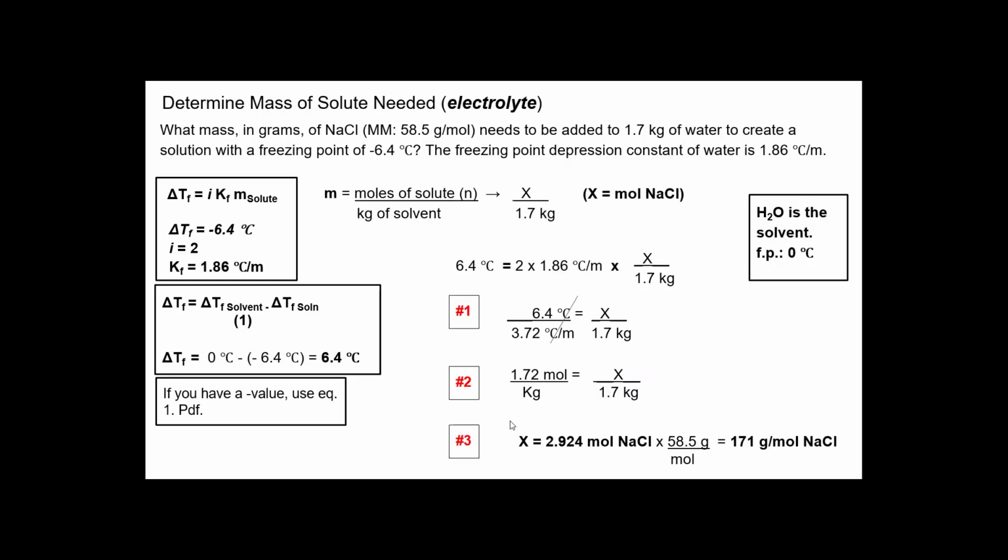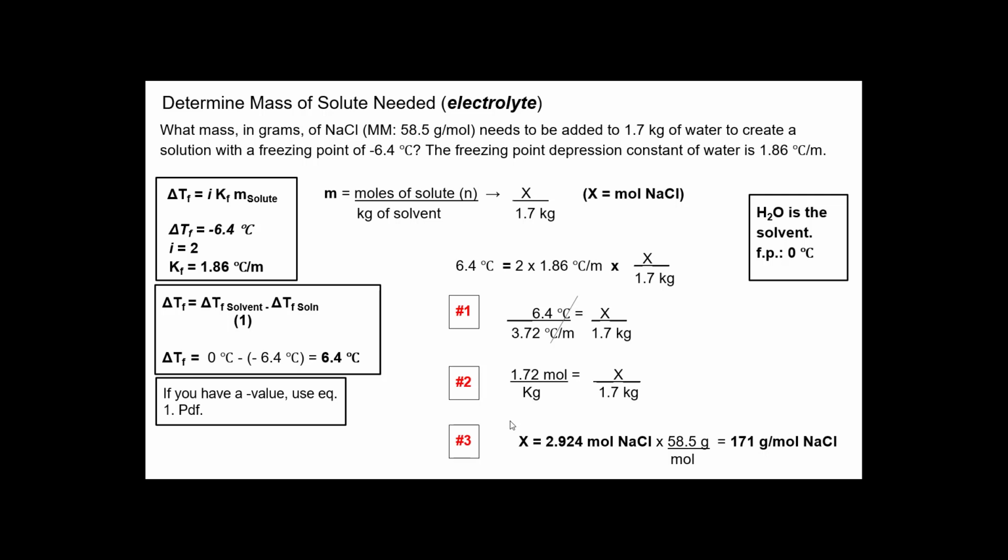Now let's get to some problems. I have in parentheses that this is an electrolyte, but you will not be told that. If you're given problems similar to this, you're going to have to make sure you figure that out or you're going to get the wrong answer. So before you do anything, look at what is being asked, look at what the compound is, and does it dissociate? Is it an electrolyte or is it not? If it's not, you're fine. But if it is, you need to have the Van 't Hoff factor in with the i.